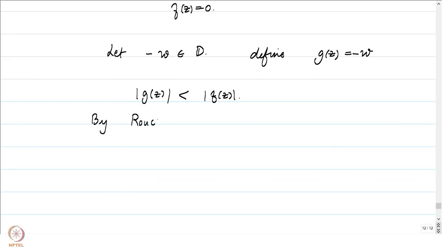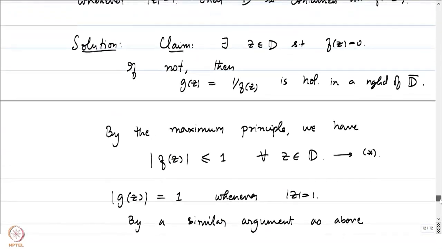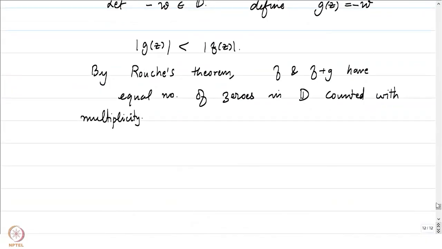Now, by Rouche's theorem, F and F plus G have the same number of zeros, counted with multiplicity, in D. Why is this the case? What is the curve that we used from Rouche's theorem? The curve here is the very simple unit circle. And because we have the unit circle, the interior of this unit circle is null homotopic in omega, because D bar is contained in omega, and D is going to be the interior of our unit circle.